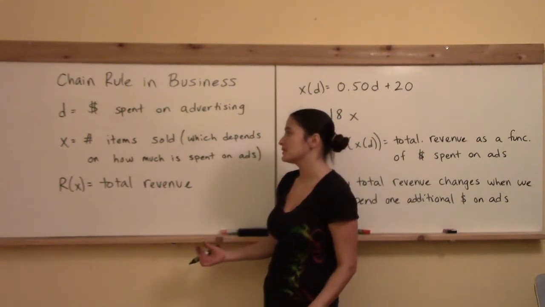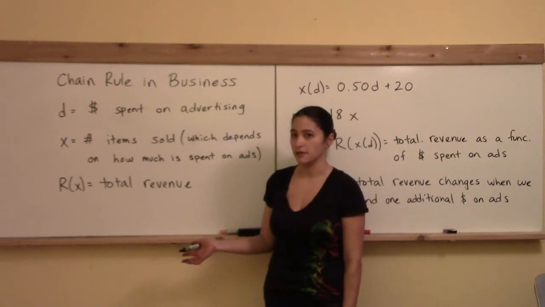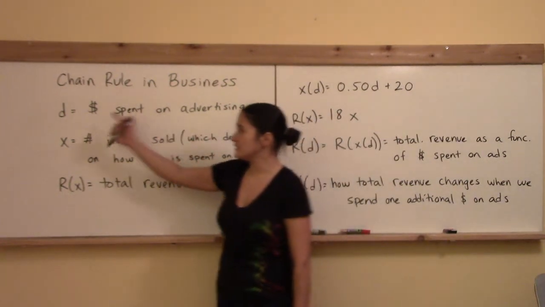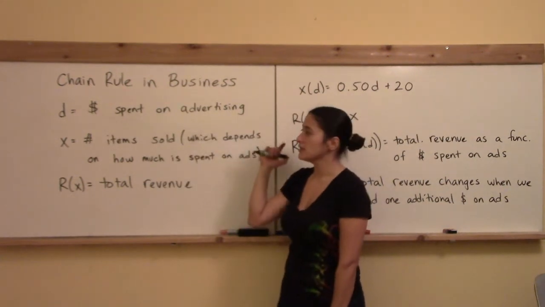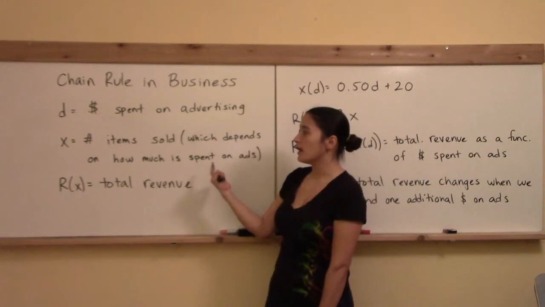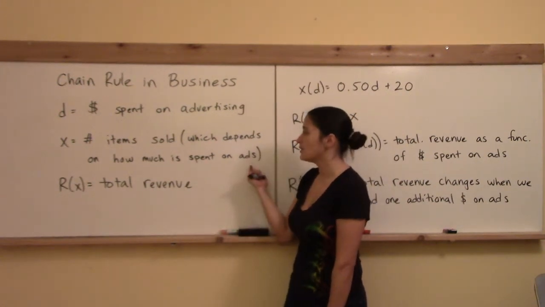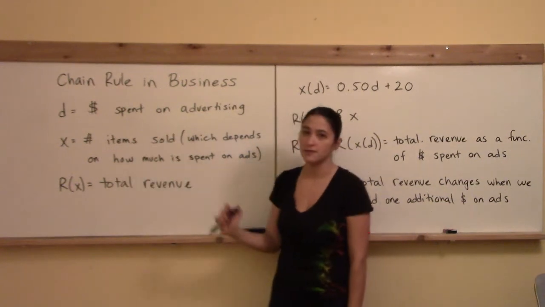Maybe you've been in a place like this. Let's say that we know advertising helps our sales. Okay, so we're going to say D is the dollar amount that we've spent on advertising. Then, if X is the number of items we sell, well, how many items we sell is going to depend on how much money we spent on the ads. So X is going to be a function of D.